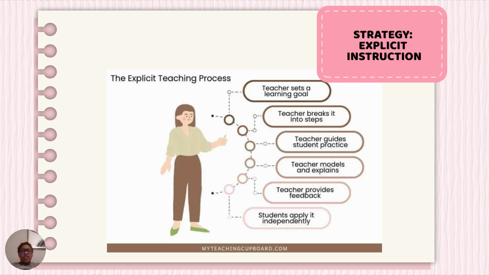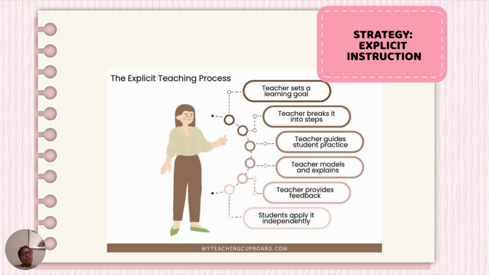The first effective teaching strategy that we're going to talk about today is explicit instruction. When you initially hear that first word, explicit, you might think, does that mean anything negative? Because when we hear that, it is often tied to a negative connotation. But in this instance, it just means direct instruction. So here, the teacher is identifying what they mean by explicit teaching processes. Number one, the teacher sets a learning goal. Number two, the teacher is going to break it into steps. Number three, the teacher is going to guide the student practice. Four, the teacher is going to model and explain.